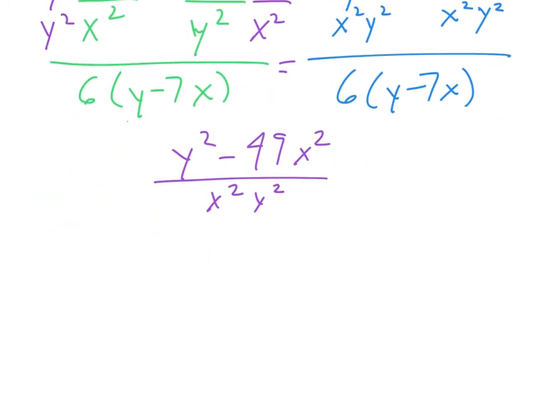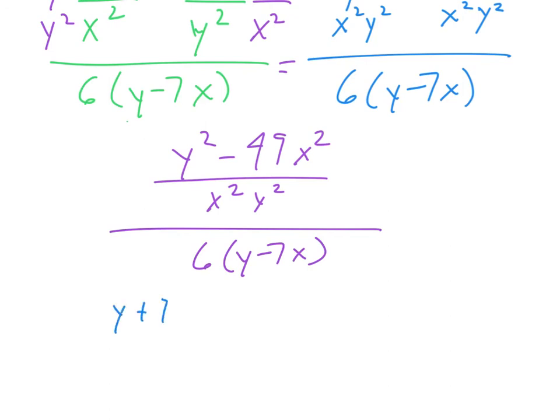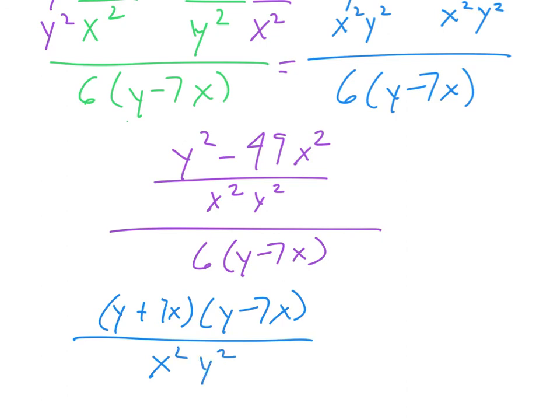And then our denominator, the 6 times the y minus 7x. Now the numerator there will factor, the y squared minus 49x squared. That is that difference of squares pattern. So that factors as y plus 7x and y minus 7x. And the denominator there is x squared, y squared. Just put a line there to break that apart.